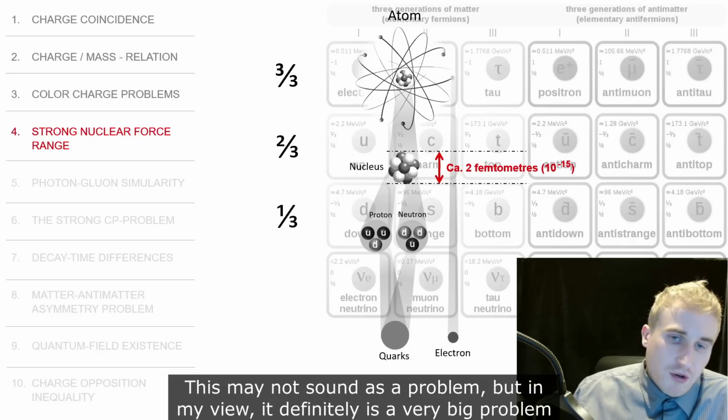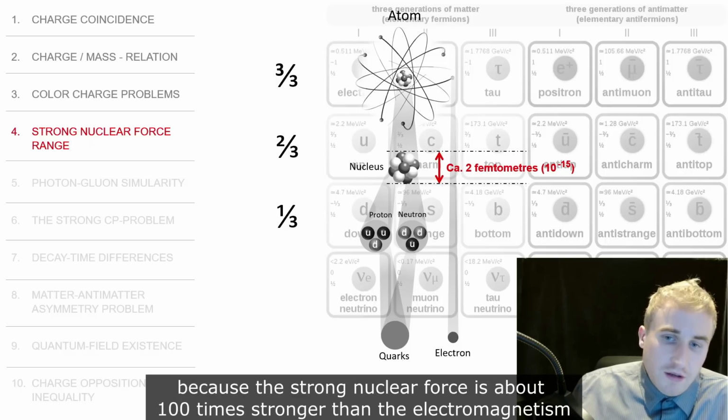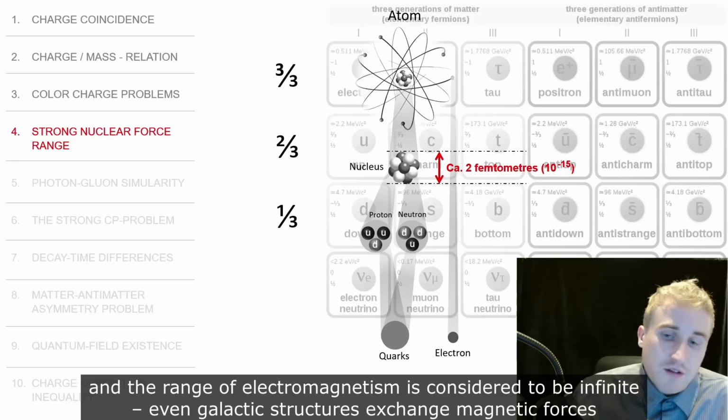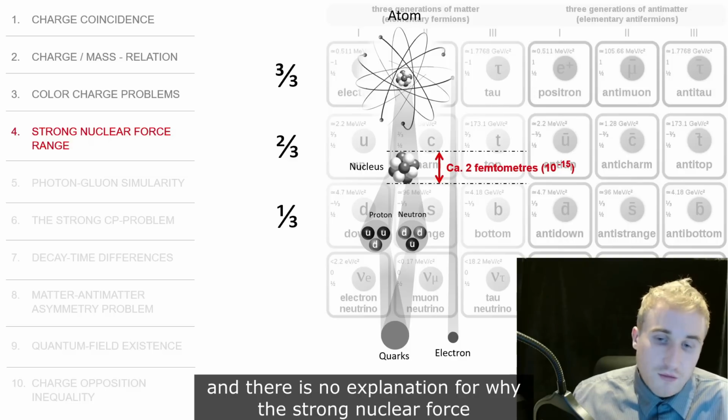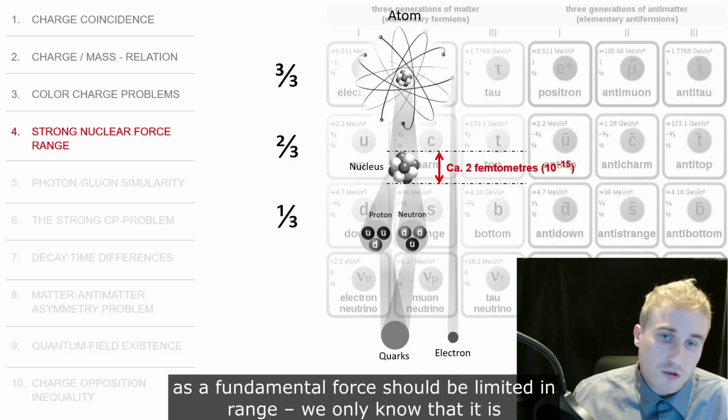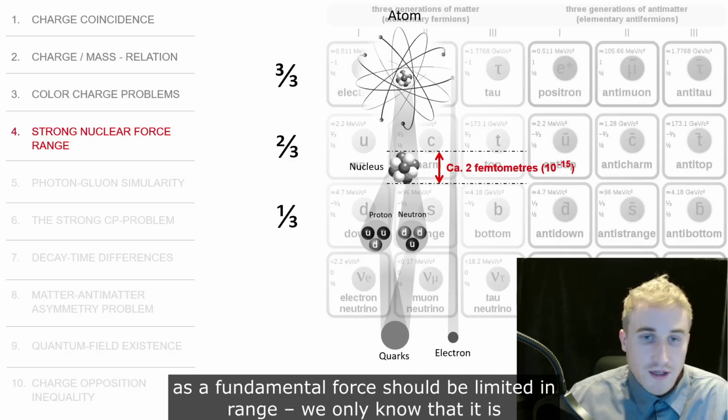This may not sound like a problem, but in my view it definitely is a very big problem, because the strong nuclear force is about 100 times stronger than electromagnetism, and the range of electromagnetism is considered to be infinite. Even galactic structures exchange magnetic forces, and there is no explanation for why the strong nuclear force as a fundamental force should be limited in range. We only know that it is.